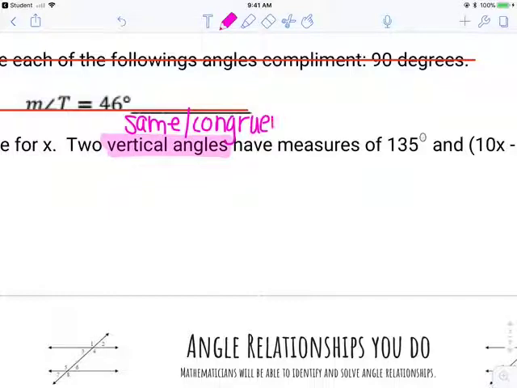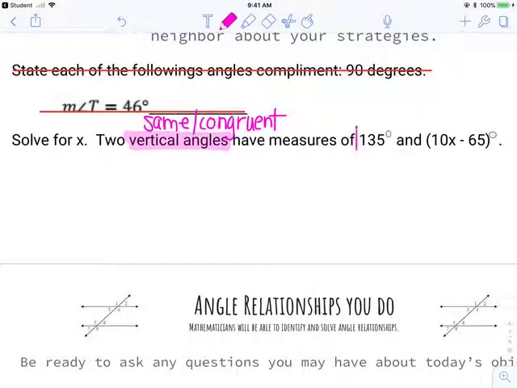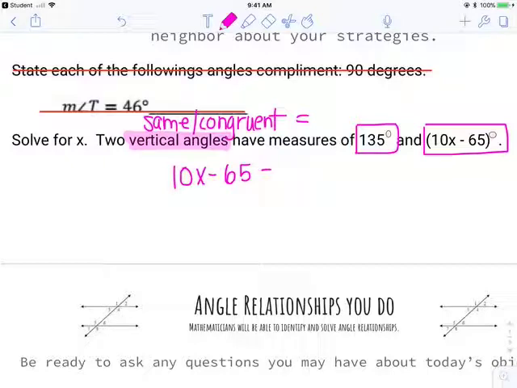Obviously something you need to study for your test on Friday. So when I'm given two angle measures of 135 and 10x minus 65, that means that I have to set them equal to each other. So same algebra, but I'm not adding anything together. I'm taking the one angle measure, I'm setting it equal to the other, and then I'm solving.